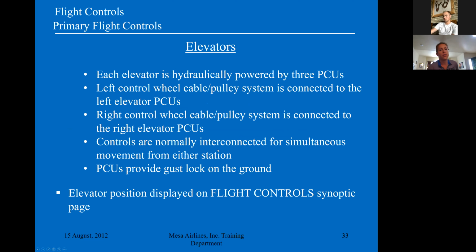As far as elevators, you've got the 3 PCUs controlling it, and the right control wheel is connected to the right elevator PCU because that's logical. Okay.